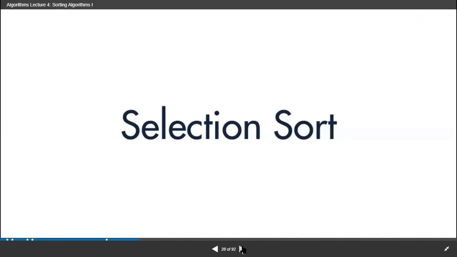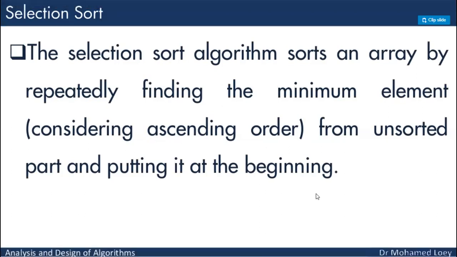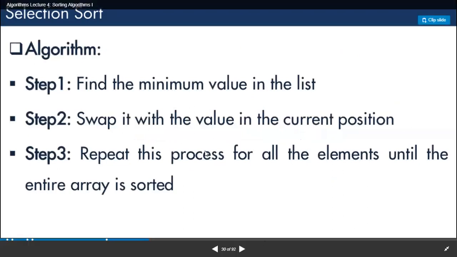So selection sort is the next sorting algorithm that we will see. First thing is, it sorts an array by repeatedly finding the minimum element from the unsorted part and putting it to the beginning. It basically divides an array into two parts, a sorted part and an unsorted part. It finds the minimum element from the unsorted part and puts it at the beginning. Okay, let's see the visual representation.